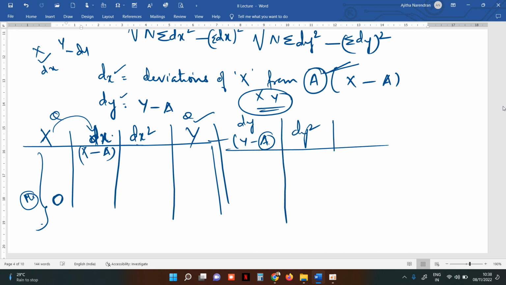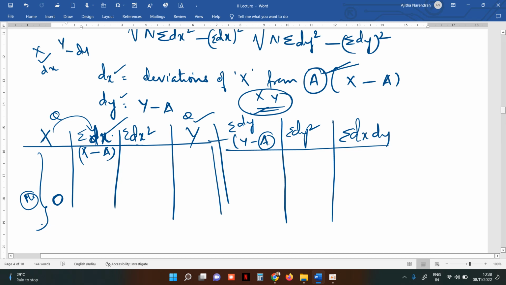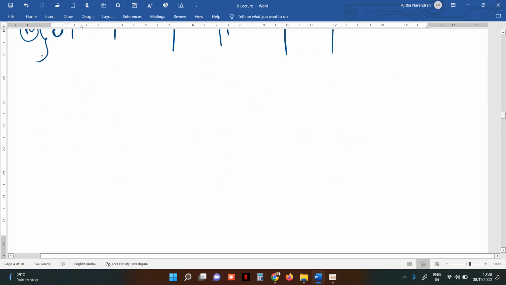Then ultimately you are going to find out dx dy. Means this and this you are going to multiply. You are going to find out the total of everything. Whatever values you have computed, you have to find the total of everything in order to find out the answer. Right. Let us go for one sum. I'm just giving you one sum.